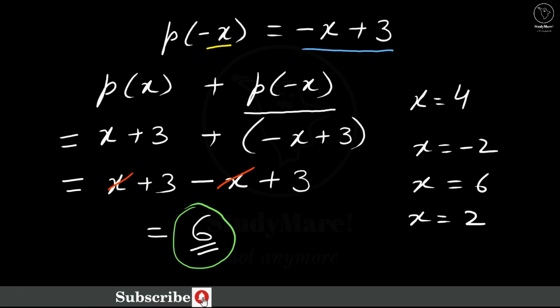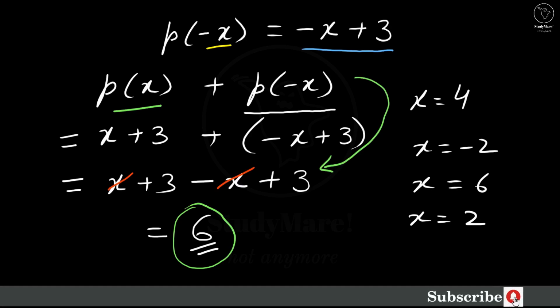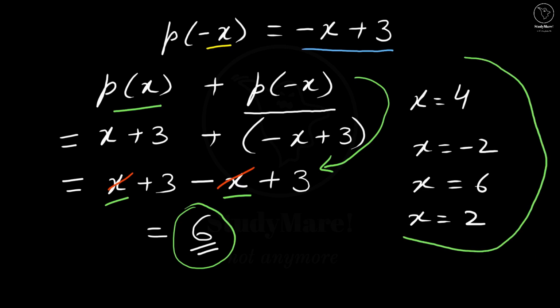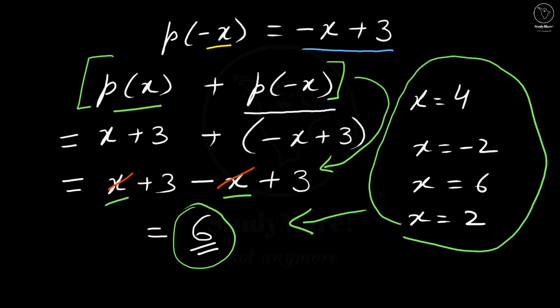Yes, it is possible, because when we are doing p(x) plus p(minus x), the result that we are getting has got rid of x. So there is no x in the final result. That means whatever is your value of x, this is not going to affect your result. This is totally independent, and that is why the answer is 6, and it will remain 6 in this case, where we have p(x) plus p(minus x) irrespective of whatever is the value of x.